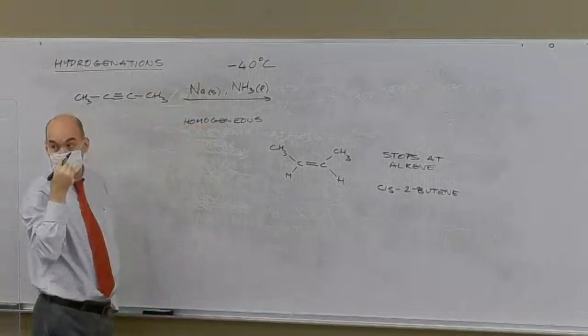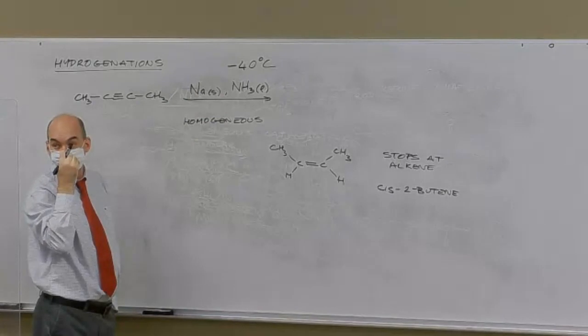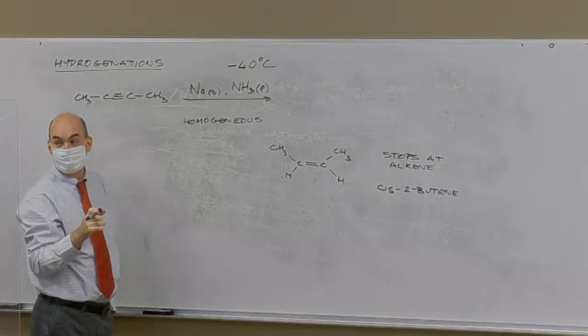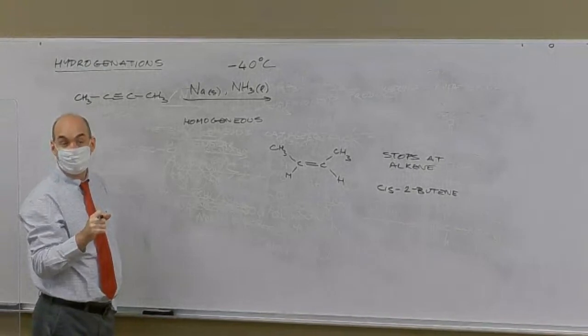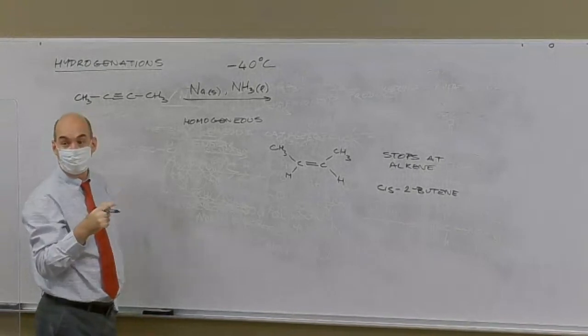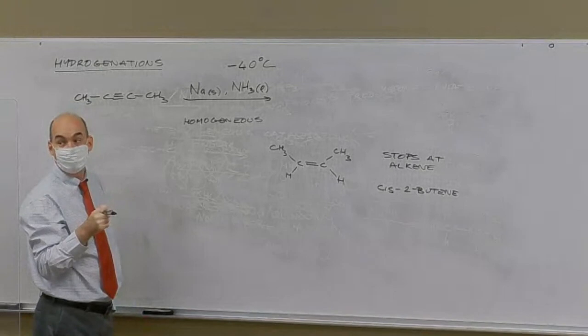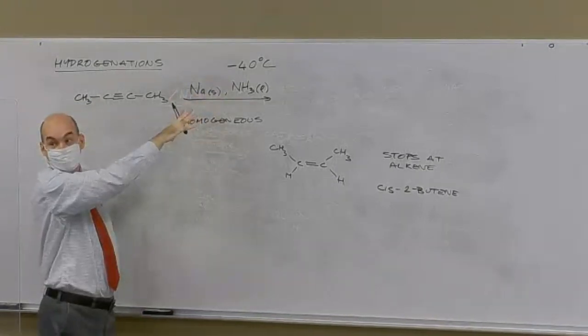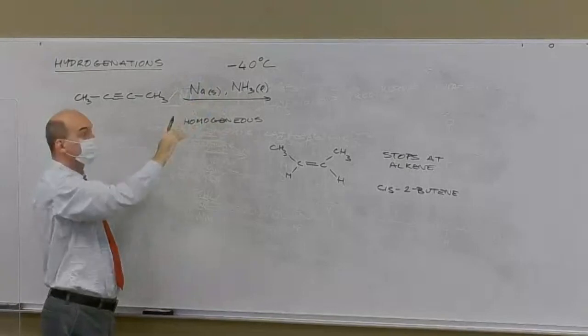You know what color electrons are? They ain't yellow. They're not red. They're not pink. Electrons are blue. At least they are in solution. In solution, electrons are blue. And this goes blue because it has solvated electrons in it.